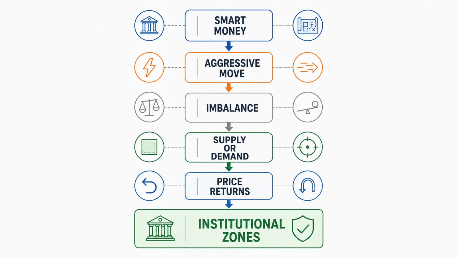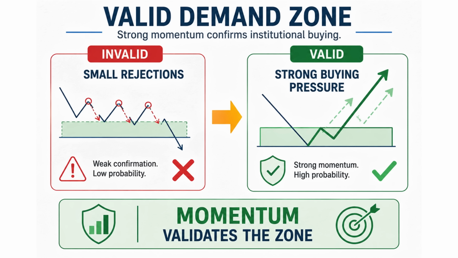Now let's explore supply and demand in smart money concepts. Supply and demand areas form when smart money enters the market, causing significant price movements. A demand zone is not considered valid when it is formed only by multiple small candle rejections, but a valid demand zone is confirmed by large candles indicating strong buying pressure.